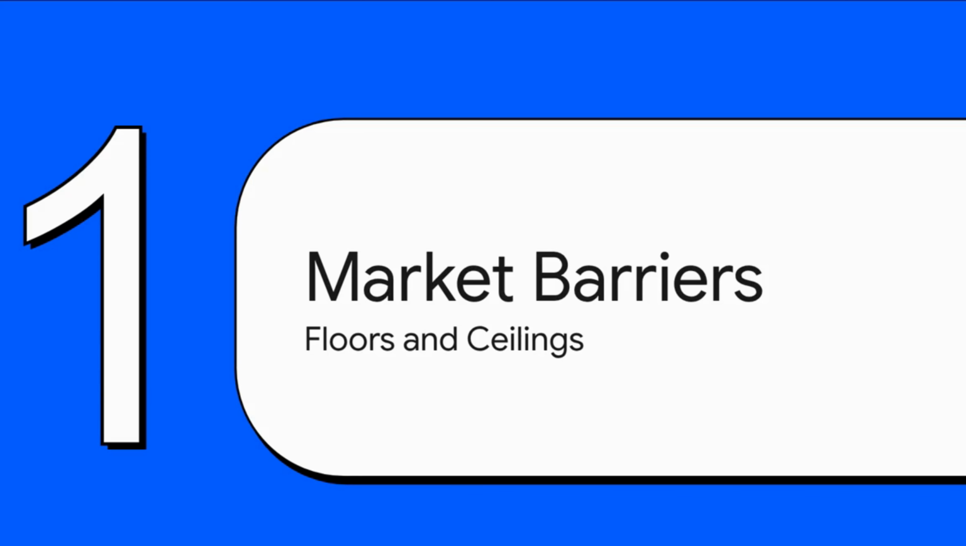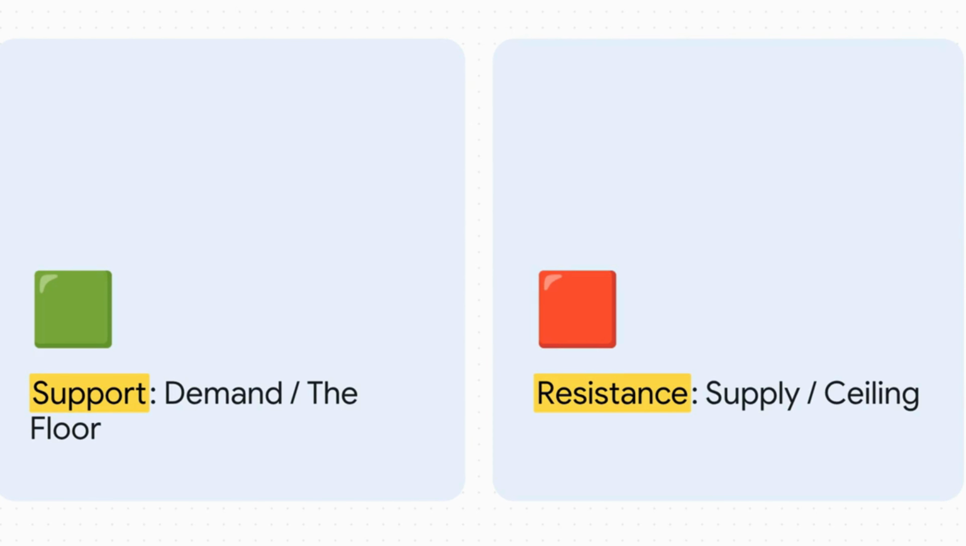Let's set the foundation by defining what these structural barriers actually look like in the real world. At the most fundamental level, support is essentially a floor, where demand steps in to stop a downtrend. It's that price level where buyers look at the asset, say, yep, that's a bargain, and step in to keep it from falling any further. On the flip side, we have resistance, which is your ceiling. This is where supply completely overwhelms demand, dead stopping an uptrend because sellers step up and take control.